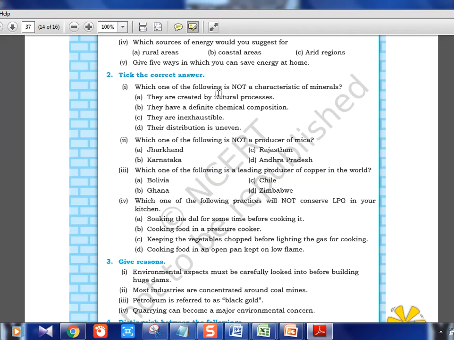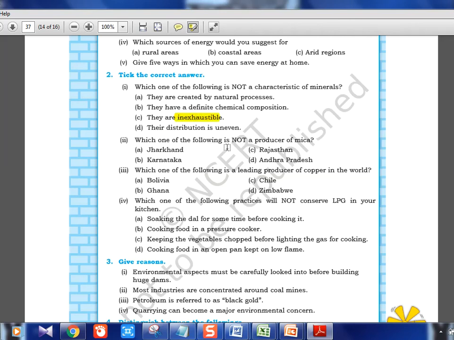Which one of the following is not a characteristic of minerals? They are created by natural process. They have a definite chemical composition. They are inexhaustible. Their distribution is uneven. So not a characteristic: they are inexhaustible. Option C will be the answer, okay, because it is exhaustible.